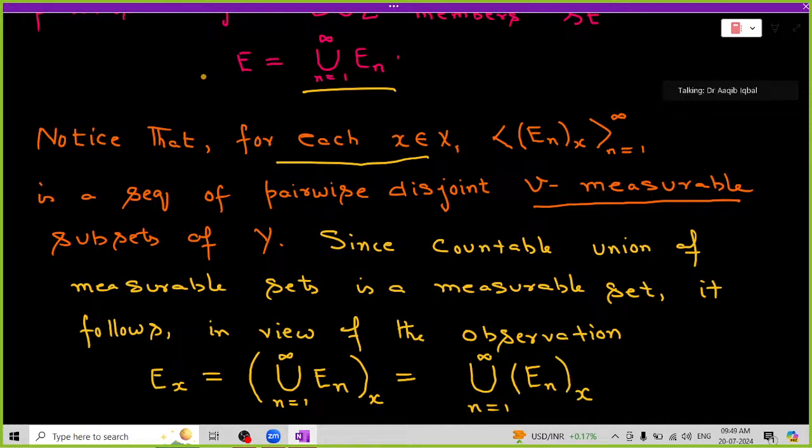The x section of the union is actually the union of the x sections, so it's equal to this. And above you can see that these x sections, for each x, the x section is a sequence of nu measurable subsets, so these x sections are nu measurable. Now this is a countable union of nu measurable sets, so therefore what will follow here?